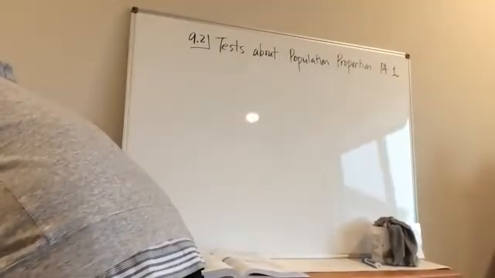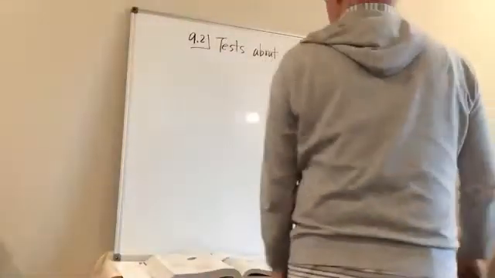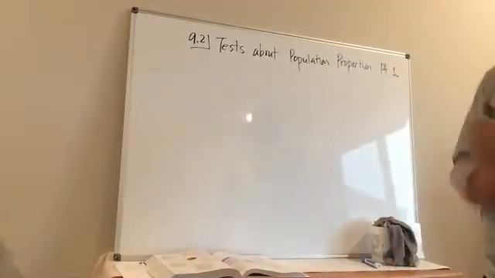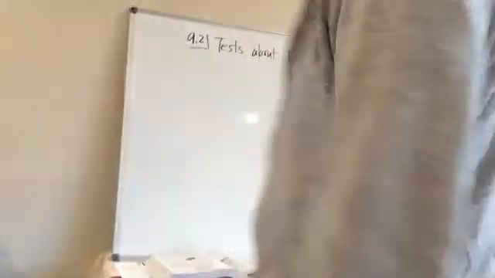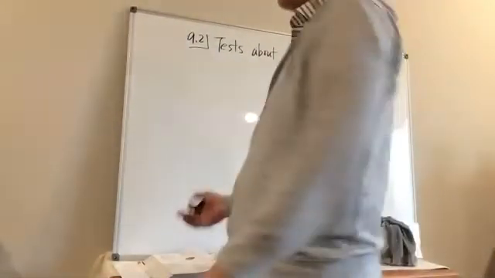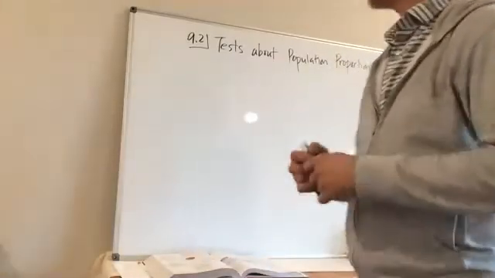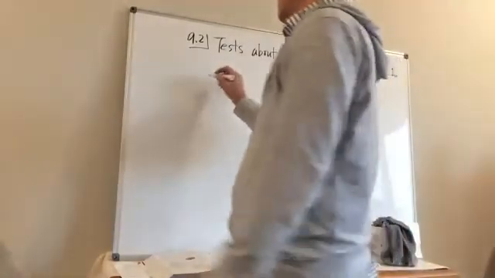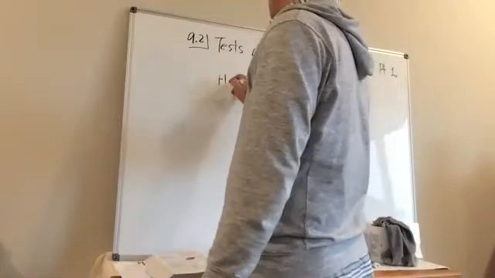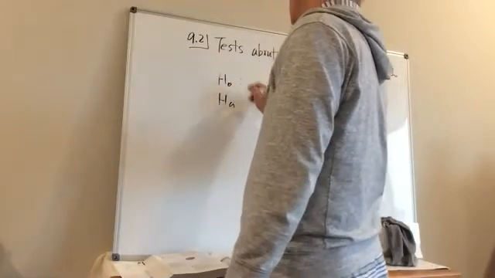Okay, so we're talking about tests about the population proportion. Let's do a little bit of review. In 9.1, we talked about significance testing, and we said that we had an H0 and we had an Ha.